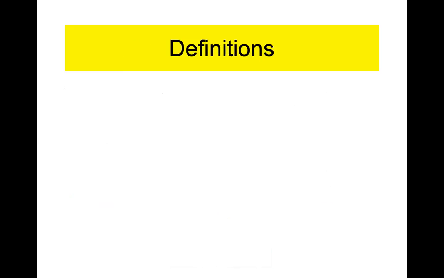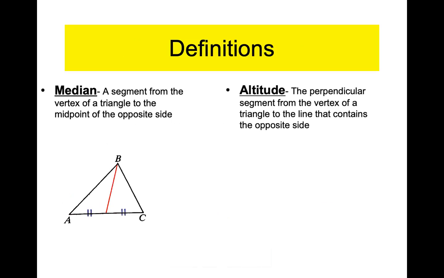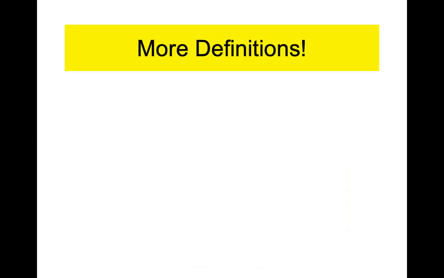All right, so what just happened, right? The definitions: a median goes to the middle and cuts the opposite side in half. Altitudes don't do anything other than make 90-degree angles. That's it. We get nothing from that until we get to area, and then we actually use that. Okay, cool. That's pretty easy. All right, more definitions.